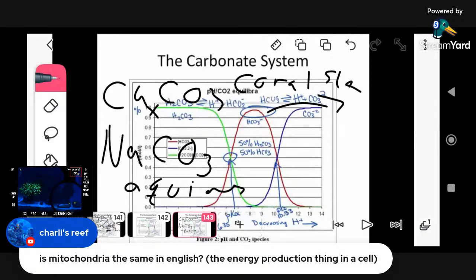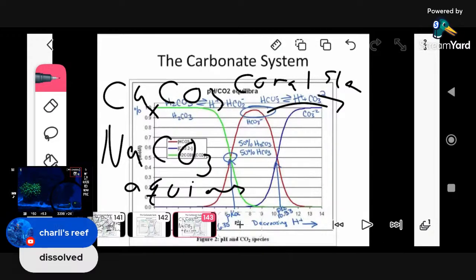It's mitochondria, the same in English, the energy production thing in a cell. Yeah, it's the same. Charlie Reef, it's the same language. Mitochondria is the same one. You say it the same way, bro. Even in Spanish, I think it's the same. Dissolved. Yeah.